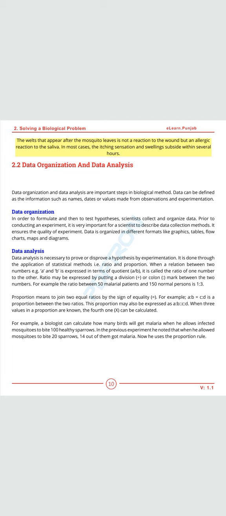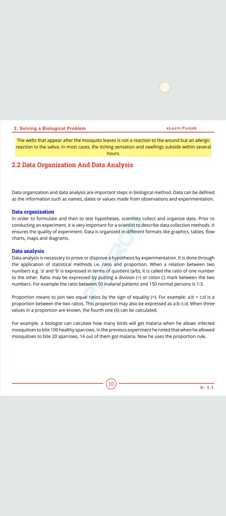Next one is data analysis. Data analysis is necessary to prove or disprove a hypothesis by experimentation. Data analysis means after collecting the information about some topic, we need to do analysis about that topic, to see whether this experiment is proof or not, or whether this is correct or not. It is done through the application of statistical methods, which are ratio and proportion.